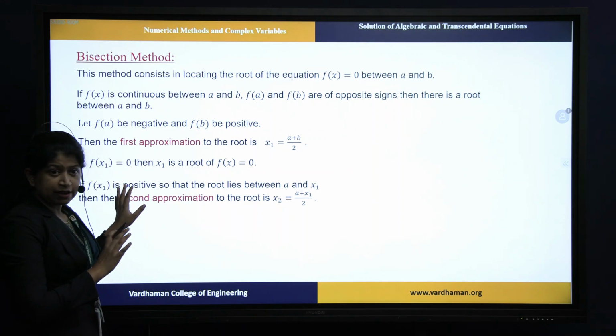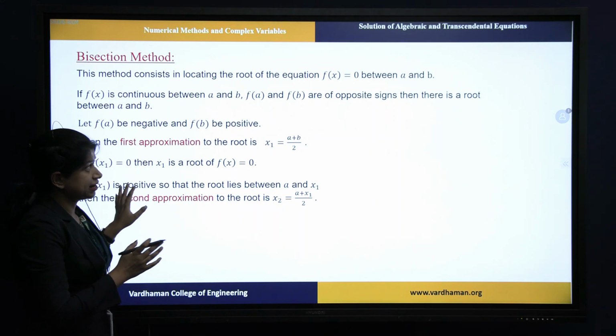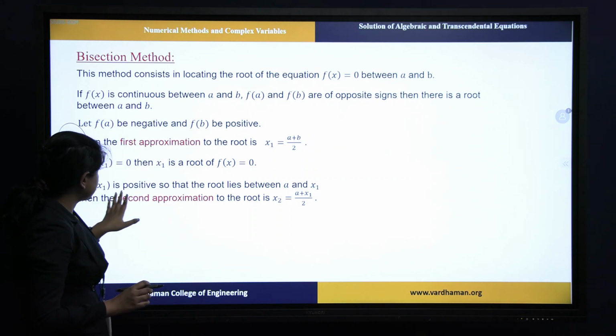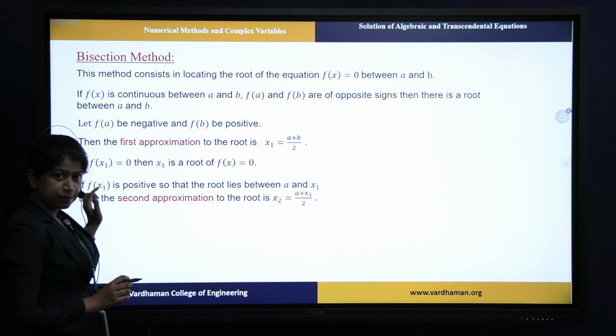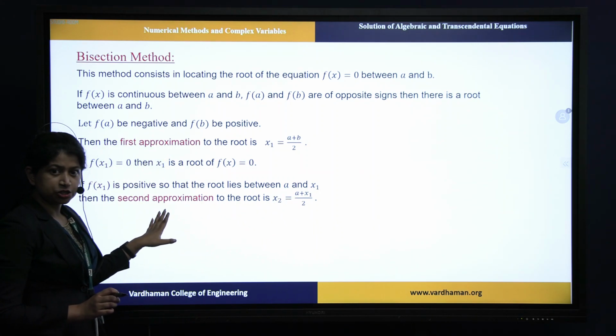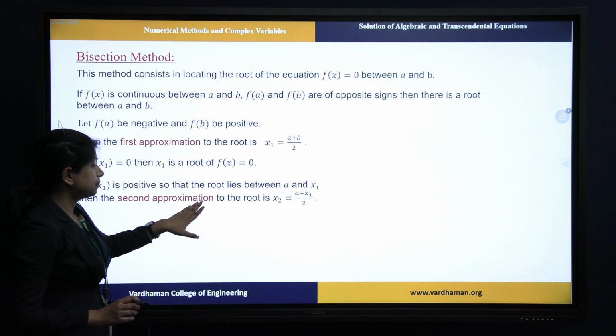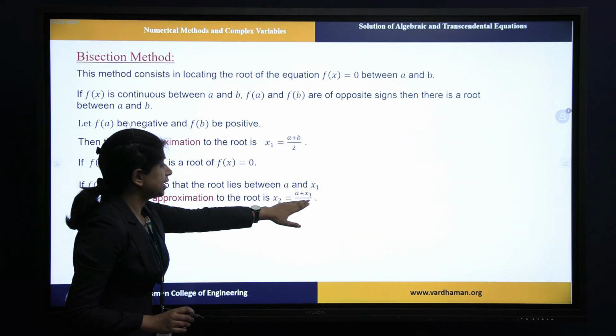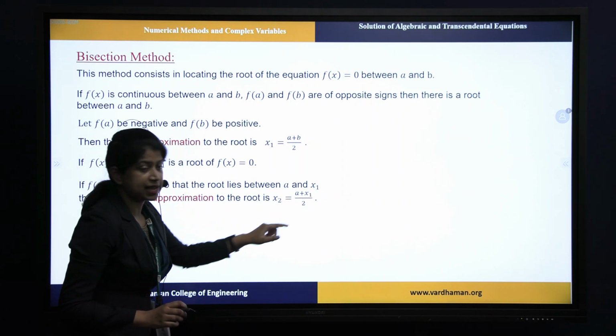If f(a) and f(b) are of opposite signs, then there exists a root. Here f(a) is negative and f(x1) is positive, so a root lies between a and x1. So what will the second approximation be? The second approximation by the bisection method is x2, the average of a and x1, that is, (a + x1)/2.